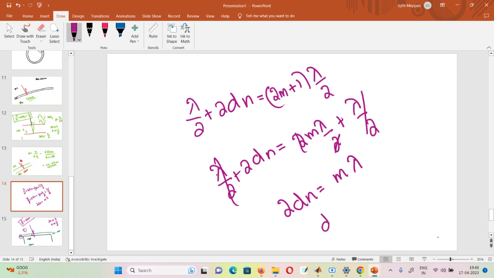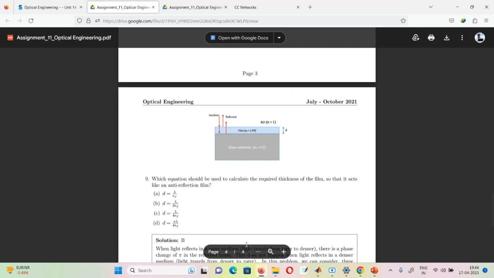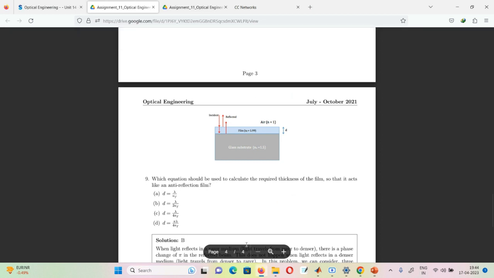So you want the thickness d to be m lambda by 2n. If you take the first order, then m should be 1, so it will be lambda by 2n. Okay, the answer will be lambda by 2n.